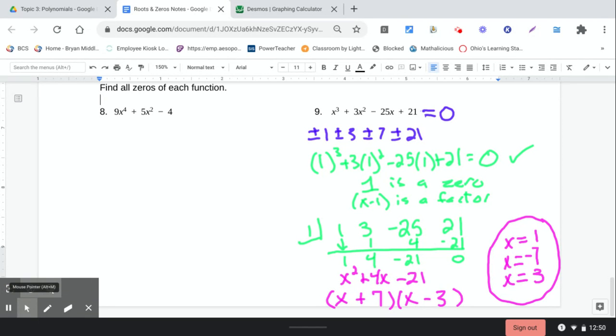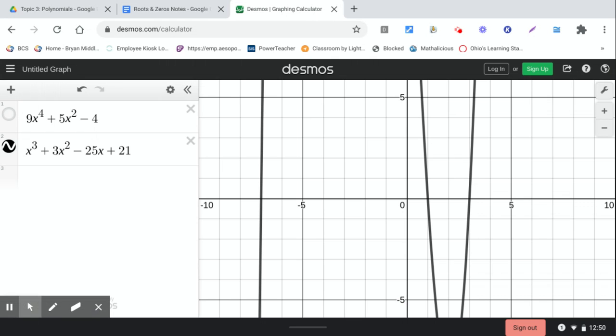Now, to demonstrate this, we can come over here to Desmos. I already graphed it here on Desmos. So our zeros were 1, 3, and negative 7, just like we said. So those are going to be the x-intercepts, and then the rest of the graph is there as well.